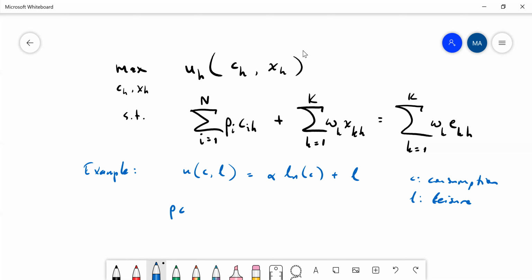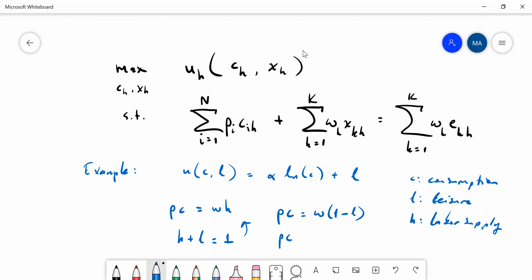Now, the budget constraint would look like this, right? Remember, PC equals W times H. H would be the labor supply. But then we also had this time constraint. Now if you put this into that, you're going to have PC equals W times 1 minus L, right? And if you rewrite this, PC plus WL equals W times 1.